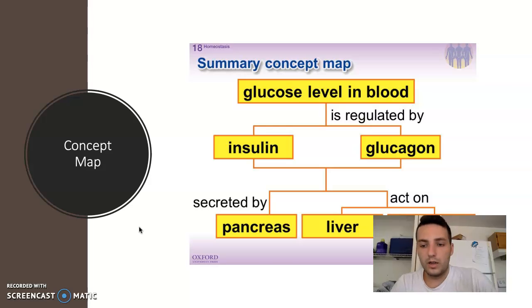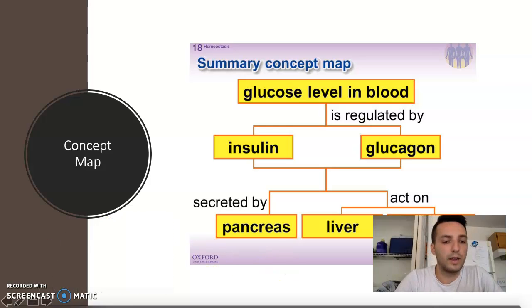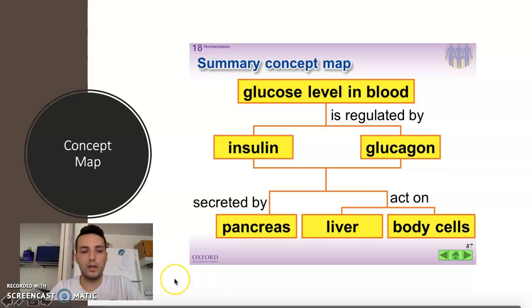So I wanted to relate everything back to a concept map. You can see my main focus was glucose levels in the blood, which we know are regulated directly by insulin and glucagon. Remember, with high levels of glucose in the blood, insulin will be released in order to take that up. And the opposite would happen if there are low levels of glucose: glucagon would be released in order to release some glucose into the blood. And you know that insulin and glucagon are secreted by the pancreas. You can see here it goes down, secreted by the pancreas, and over here is what it acts on: body cells, but I really wanted to focus on the liver.